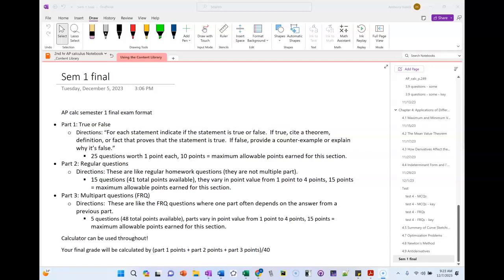But what if it was the other way, like if f is differentiable, it's continuous? You'd say true, and then what would you say? Well, that's a fact that we've learned. So you could cite that this is a theorem that we've learned in class. Can I just say true, this is a theorem? You could say that.